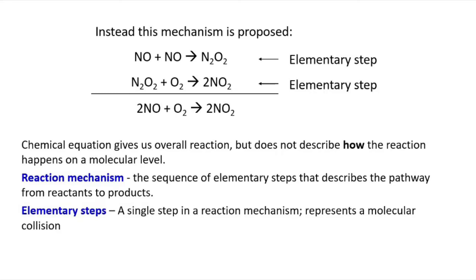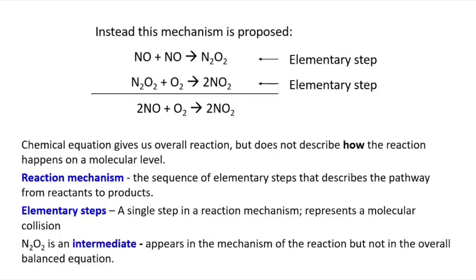An elementary step is a single step in a reaction mechanism. It does represent a molecular level collision. So we're imagining that it's actually two NOs that collide to make N2O2. N2O2 is thus an intermediate. It appears in the reaction mechanism, but not in the overall balanced equation, because it is produced in the first step and then consumed in the second step.